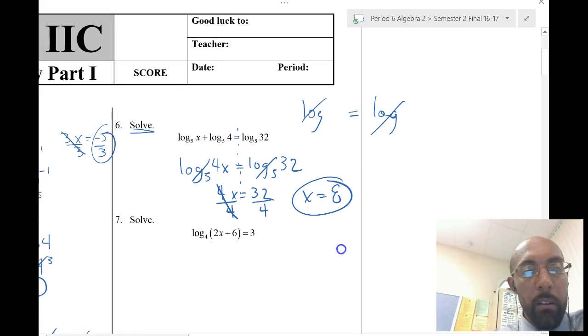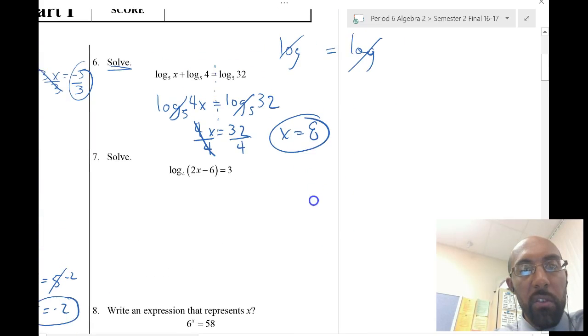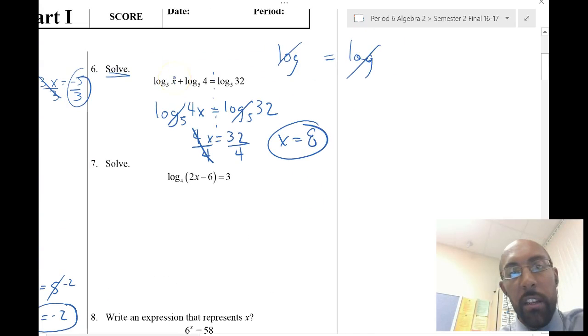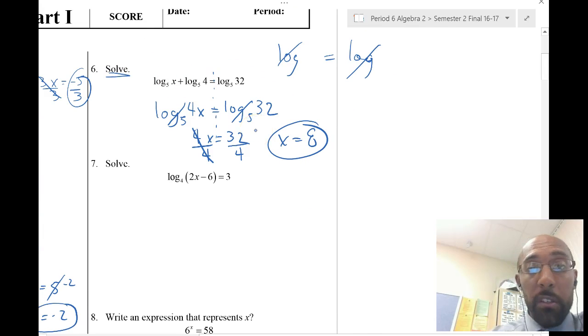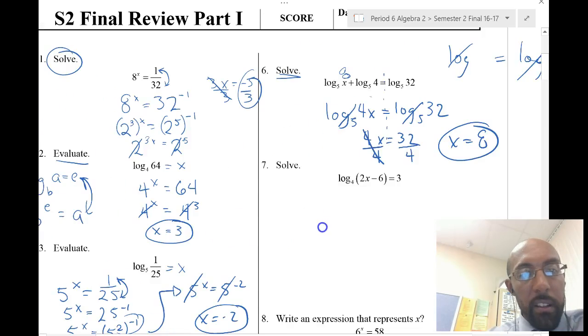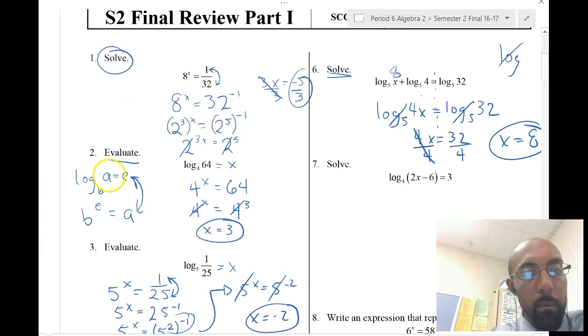Okay, next one. And you can always plug that back in to check it, just like with any equation. And if I plug that in, it should equal the same, right? So if I put 8 here, and then I condense it, 8 times 4 is 32, so that would be equal.